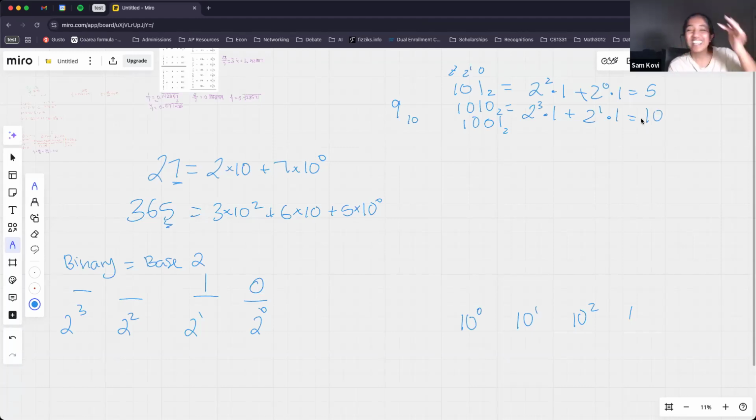It's equal to 10. Good. 2 cubed is 8 plus 2 to the first, which is 2. So 8 plus 2 is 10. Good job. All right, and then this last one, I have 2 cubed times 1 plus 2 to the 0 times 1. So what is that equal to?